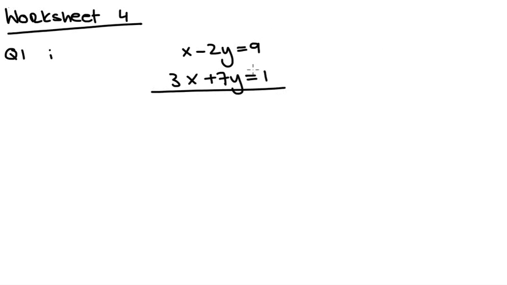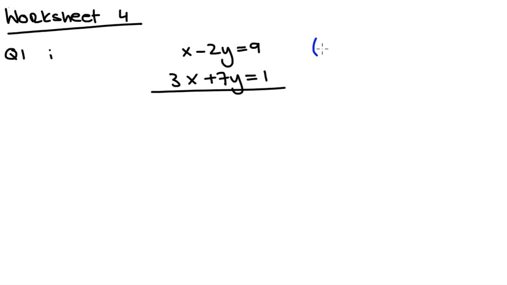So when it comes to simultaneous equations, what we want to do is eliminate one of the variables, either x or y, so that we can find one of them first and then use the one that we find to find the other one. This will make more sense as we go through. So I'm going to eliminate x first.